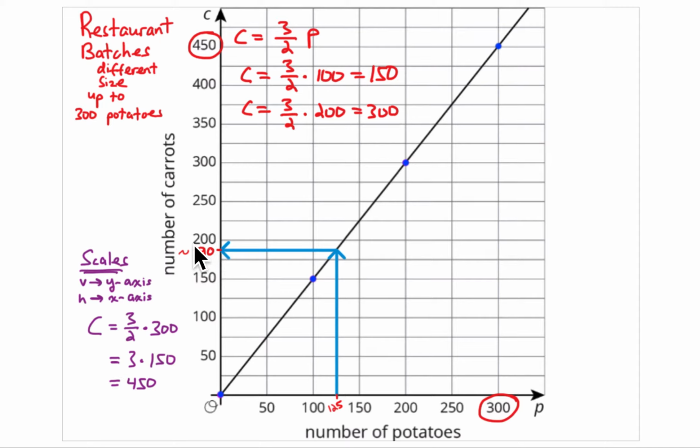Now you don't have to be exact in this case. If you use 2 carrots too many or 2 carrots too few, it's not going to change the taste of the stew. It's only if you use 25 carrots too many or 25 carrots too few that it begins to change the taste. So a couple of carrots plus or minus 190 carrots is not going to make a difference. So you don't have to be exact in this case.